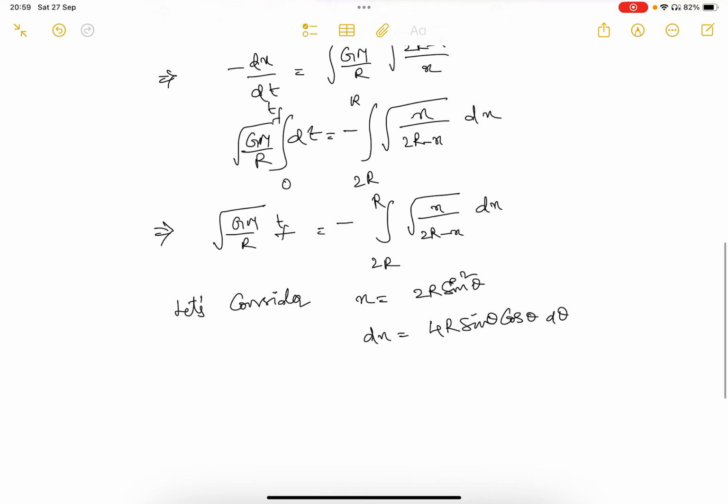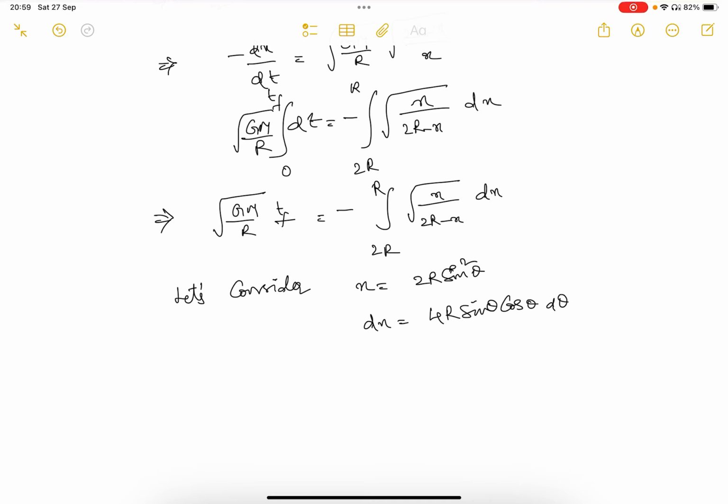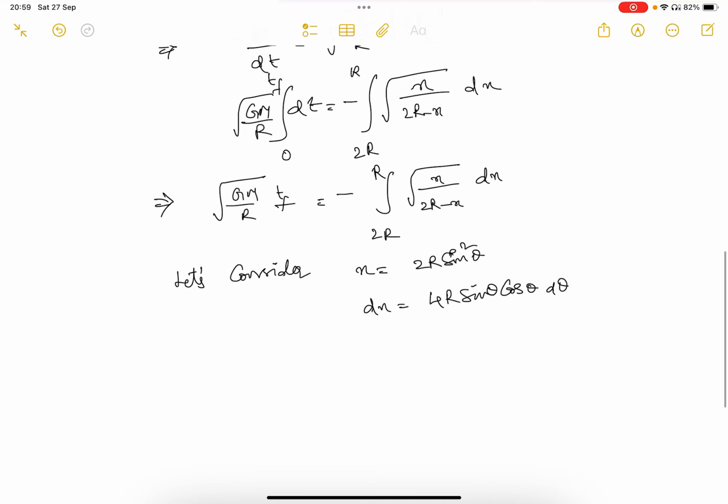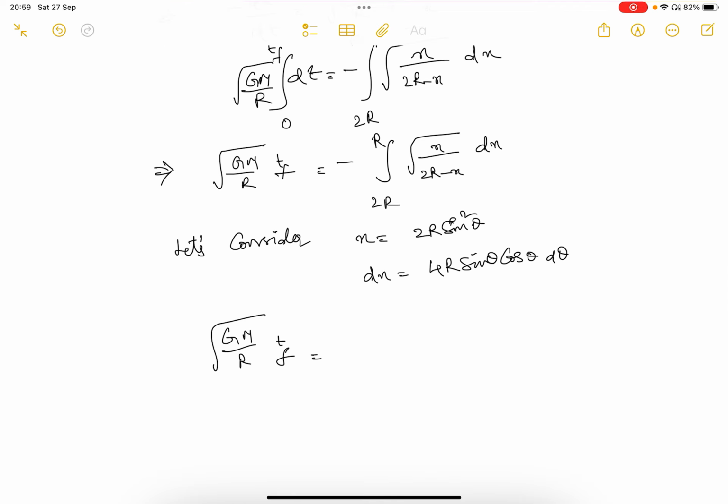Fine. Now let's make some simplifications here. In this case it will be root of GM by r, t_f, into minus the integral from 2r to r. We are not changing the integral limits here, because after getting the simplifications, you will change it into the x coordinates and substitute the r values, right?